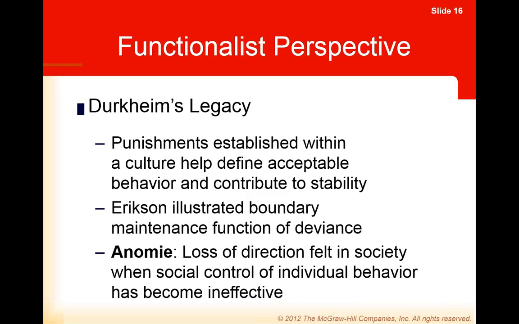Of course, we've discussed anomie, or you've read about it in previous chapters. When social control of individual behavior has become ineffective, individuals feel a loss of direction. Durkheim called this anomie. Durkheim actually did a lot of work on how anomie can lead to suicide. One of his books was called Suicide, and in it Durkheim looked at the ideas of social cohesion, social control, really the social component of the act of suicide.